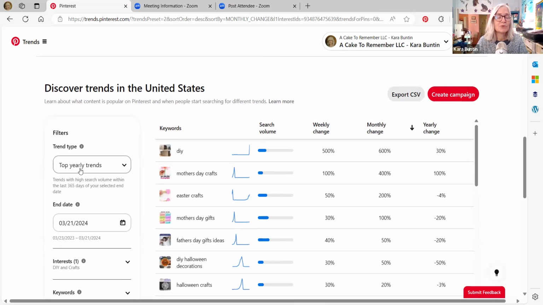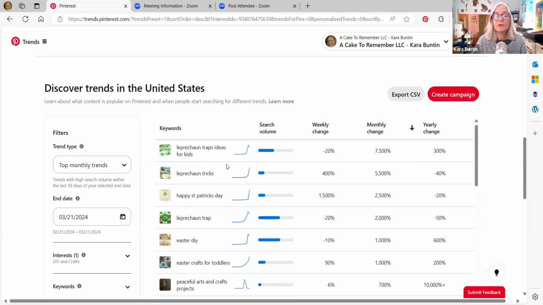This is sorted by top yearly trends. Sometimes it's sorted by growing trends. I think it's whatever you leave it at when you leave. So you can come over here and get ideas.